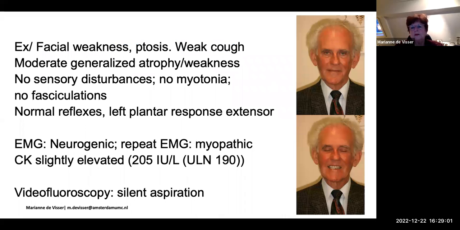This is the patient who has facial weakness, as you can see, at rest, but also when he's trying to close his eyes and showing his teeth. He had ptosis. He did not have overt external ophthalmoplegia, a weak cough, moderate generalized atrophy and weakness, and otherwise the neurological examination was normal except for a left plantar response extensor. And I think that that was the reason that he was suspected of having ALS.